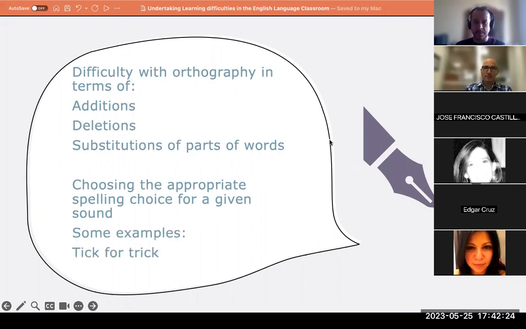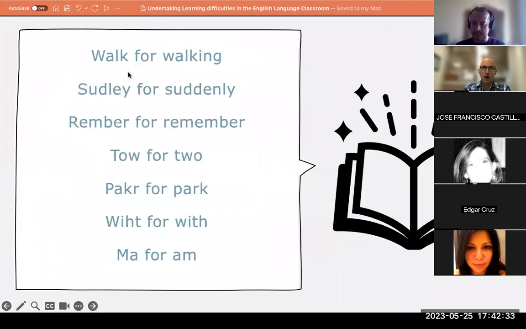Some examples: tick for trick. The person had to write trick, they wrote tick. Walk for walking. I know walking is engraved in my mind. So I walking, he walking, she walking, we all walking. Subtly for suddenly. Remember for remember. Toe for two. Hacker for park.